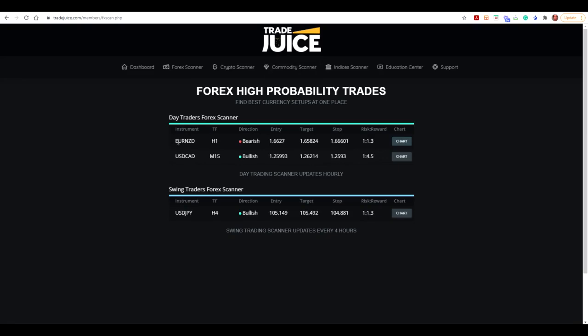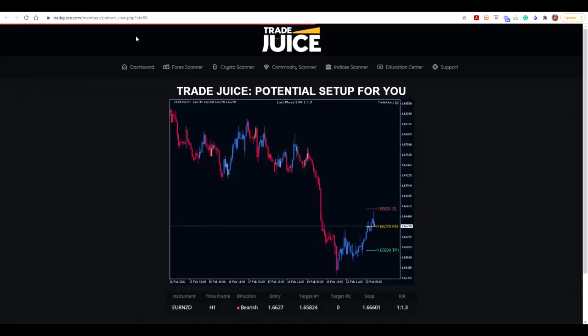I'm on the Traders platform. I see that there is a setup appearing right now on the New Zealand dollar, 1 hour, bearish. I've got my entry, target, stop, my risk to reward set. And if I had to check the trade, I can see where to enter, where to set my stop, and where to set my take profit target. So I'm about to enter that now.